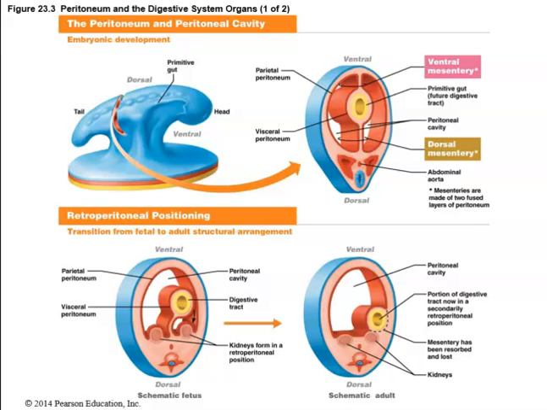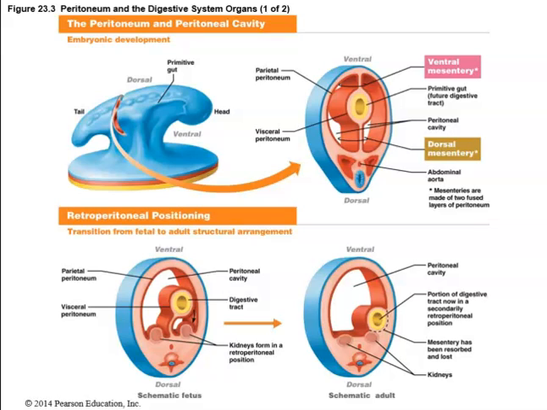So we have visceral peritoneum. Again, viscera meaning organs. So the visceral peritoneum is the part of the peritoneal lining that adheres to the actual organs. So our digestive system organs in the primitive gut are covered externally by the visceral peritoneum. Then there's a peritoneal cavity that surrounds these organs, and then we have the outermost lining of the peritoneal cavity, which is the parietal peritoneum.